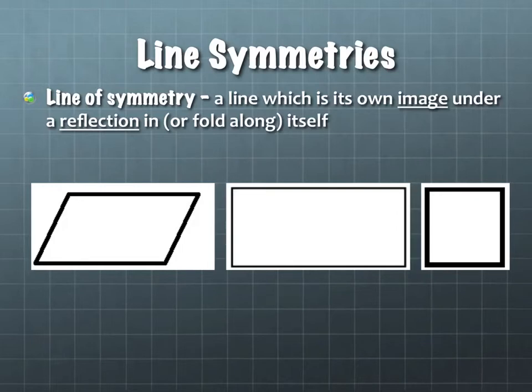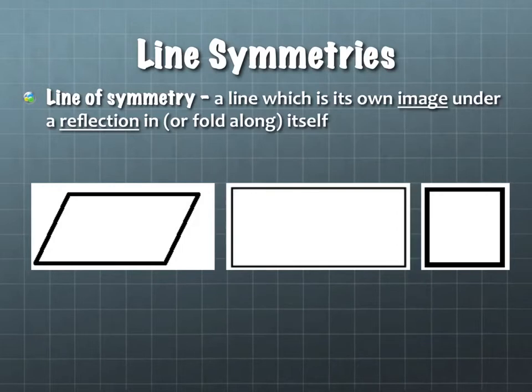It is a line which is its own image under a reflection in, or fold along, itself. The basic idea is it's a line that cuts it in half and the two sides are mirror images. So if you think about your person, like you personally, with the exception of the idiosyncrasies that make you you, and if you stood like this with the crazy face and everything, right, your line of symmetry would be the one that cuts straight through your nose, straight down the middle of your body, okay? That's your line of symmetry.